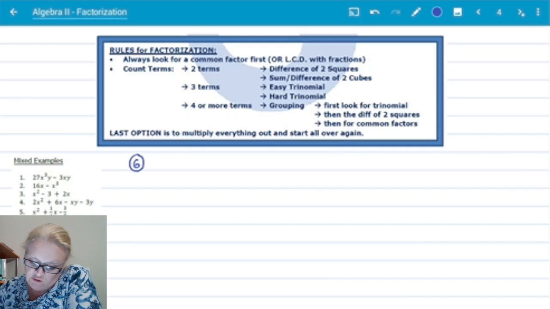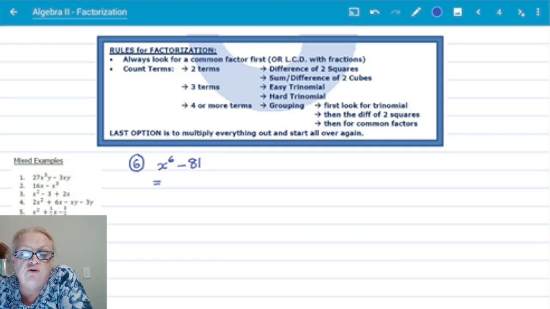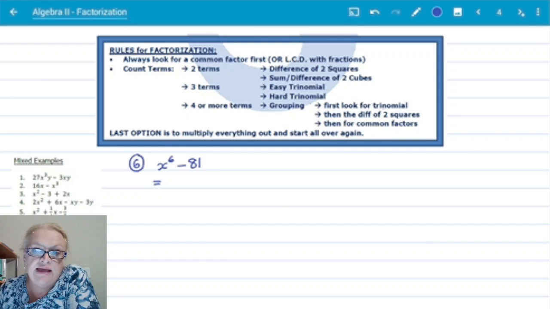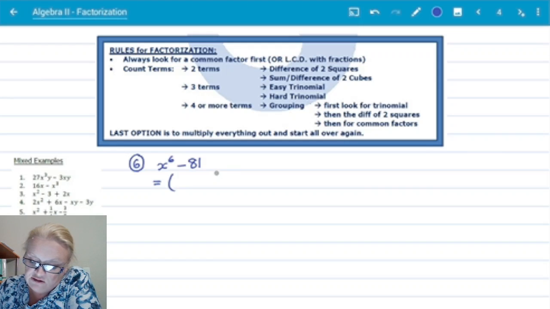All right, so question 6 says x to the power of 6 minus 81. First rule says look for a common factor. Is there one? Nope. Second rule, count the terms. There are two terms, which means this could possibly be squares or cubes. It looks like it's a difference. There are two terms, they're both squares. So this is going to be a difference of two squares. Open up two brackets with a plus and a minus.